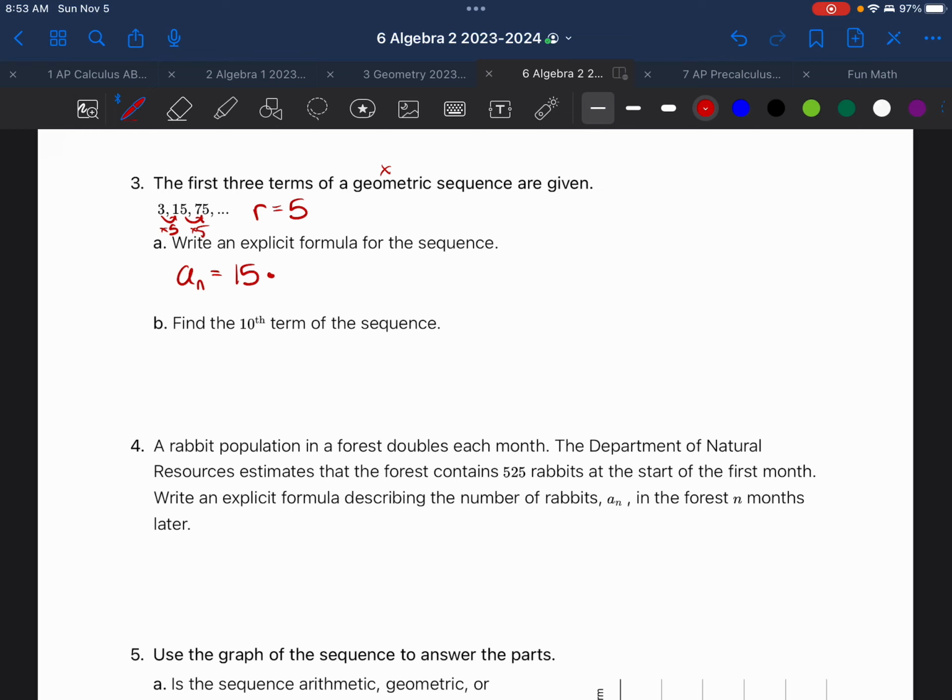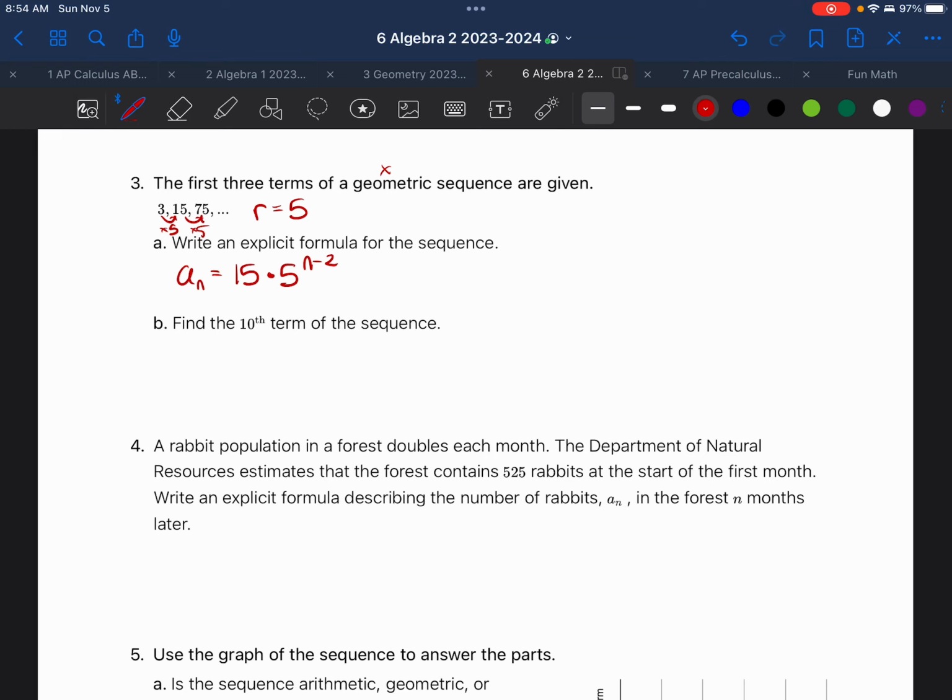We always multiply by our common ratio, 5, and this is going to be to the power of n minus, well, which term did I use? Not the first, not the third, but the second. So there's going to be a 2 over here, n minus 2. It's not what the answer key says, but I know this is right. And it says, find the 10th term of the sequence.